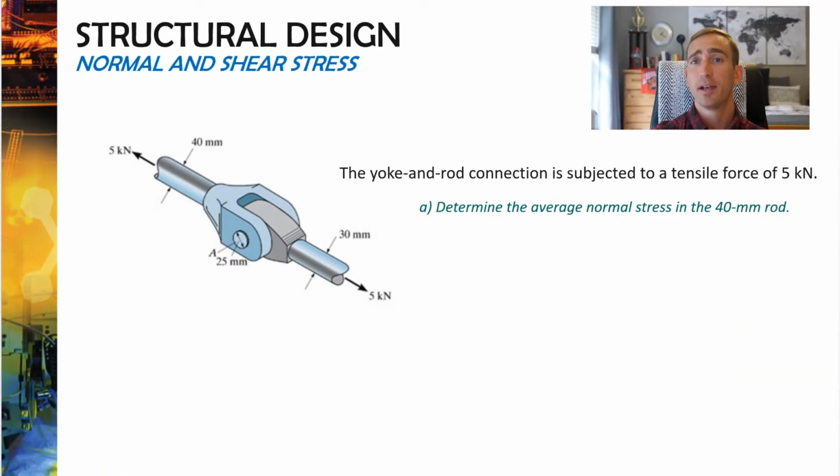Let's do an example problem now. What you can see is we've got this yoke and rod connection, which is pretty much just two cables and a pin system that's holding those two things together. And what the question asks us is, if this system is subjected to a tension force of 5 kilonewtons, what is going to be the normal stress developed in our 40 millimeter rod? Now this is normal stress. We've already talked about this. So let's jump to a handwritten solution and calculate the stress on the rod.